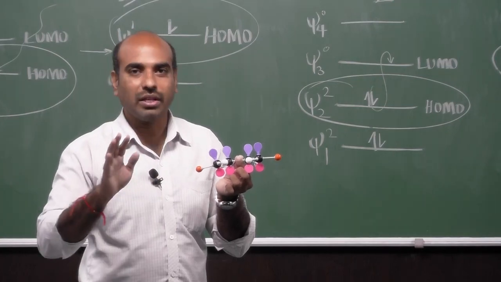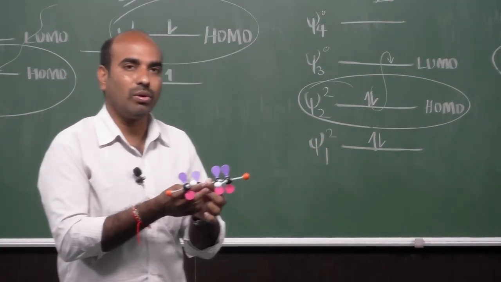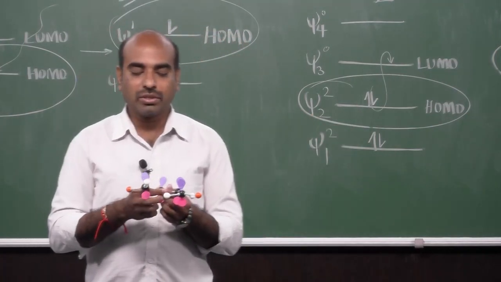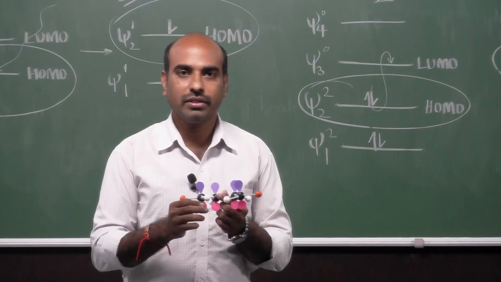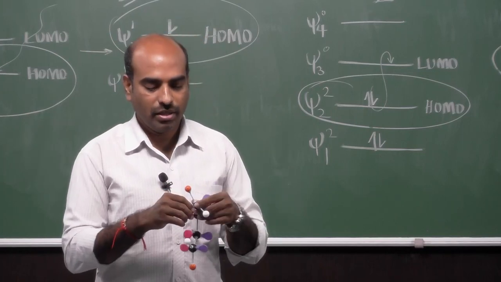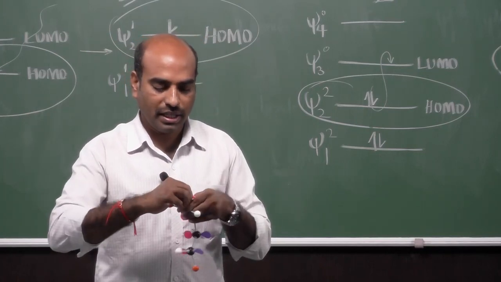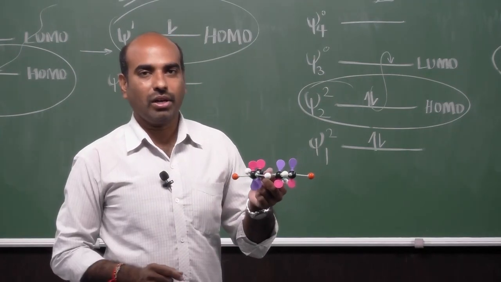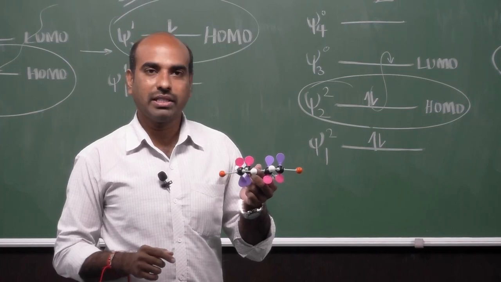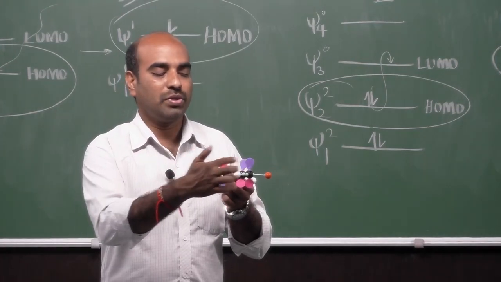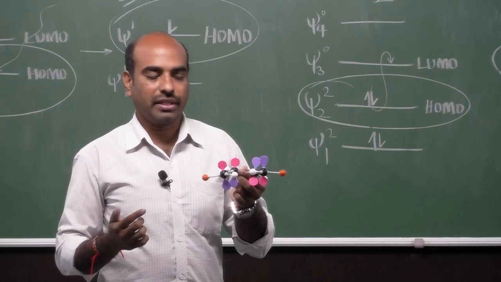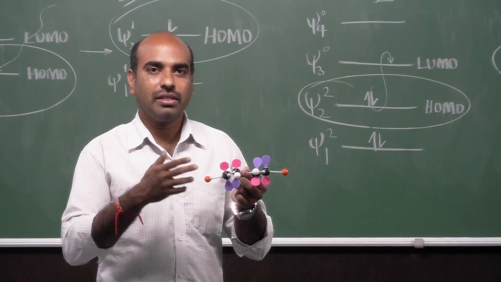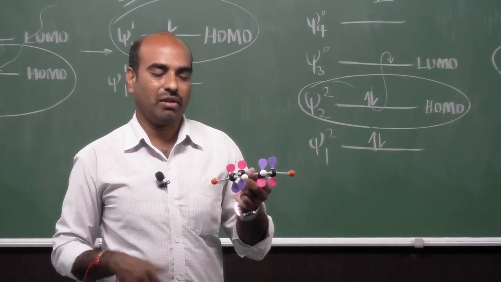So this is not the HOMO. What is the HOMO here? Psi 2 molecular orbital. So what happens to the psi 2 molecular orbital? The wave functions are different. So this is the psi 2 molecular orbital of butadiene. What you can see here, the terminal lobes are different, okay? So it is having a C2 axis of symmetry, but not the mirror plane of symmetry.